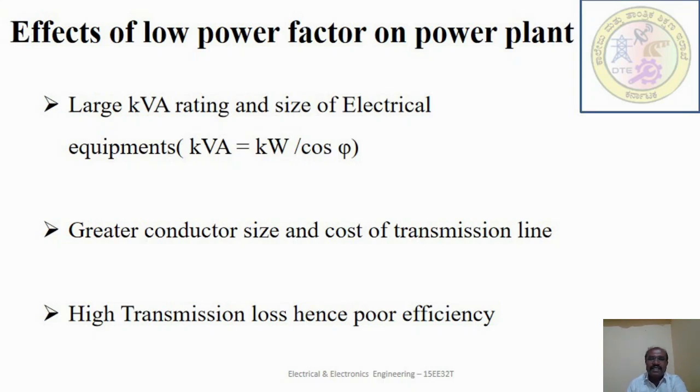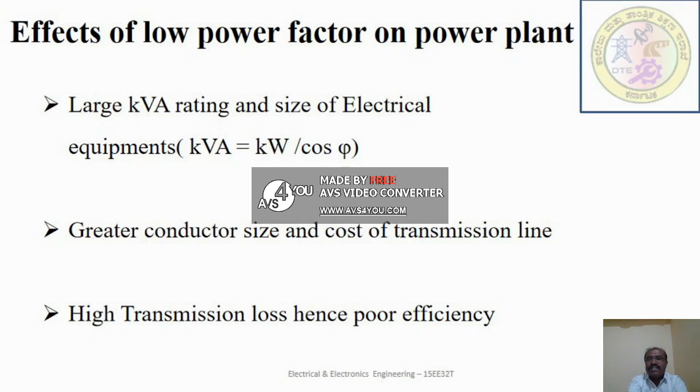Next effect is greater conductor size and cost of the transmission line. Poor power factor is not only important for loads but also plays a very important role in transmission. Previously we discussed that low power factor means the size of the equipment is increased and the kVA rating has increased. Not only equipment, the size of the conductor will also increase, because low power factor means current drawn by the equipment will be more.